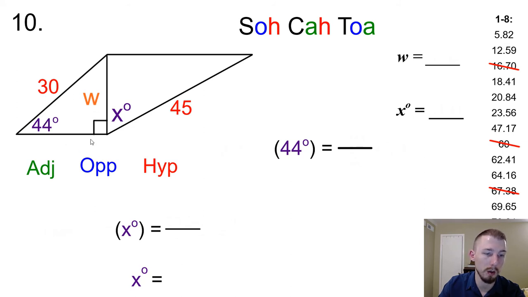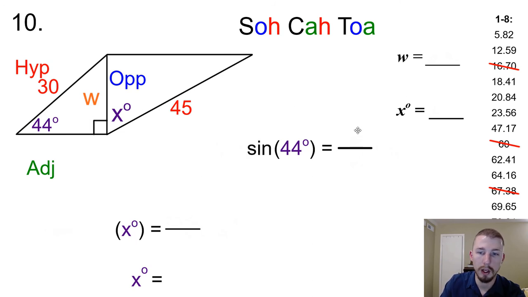With respect to our angle, we have the hypotenuse, which is 30. We also have the opposite side, which is w. So if I'm using the opposite and the hypotenuse, that's going to be the sine function. So sine of our angle 44 is going to be equal to w over 30. And then we're not solving for an angle this time, we're solving for w.